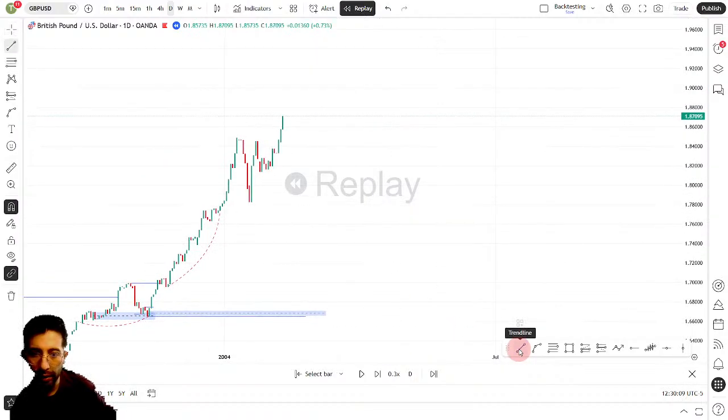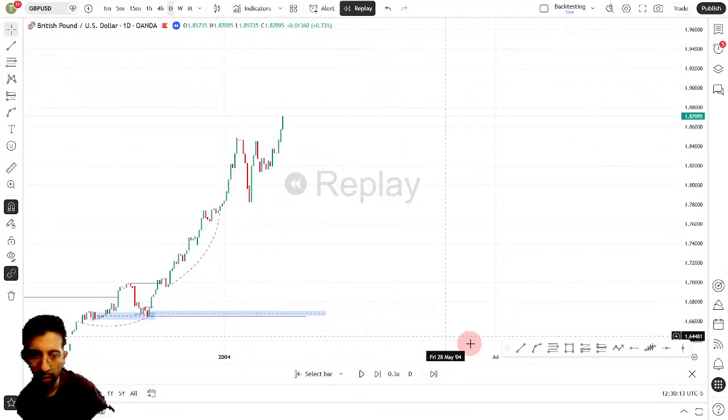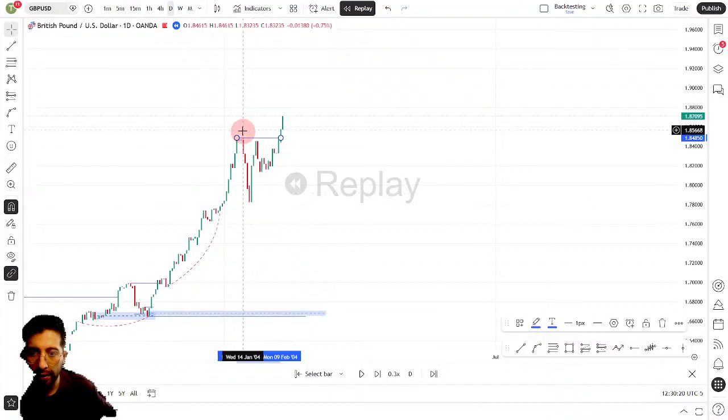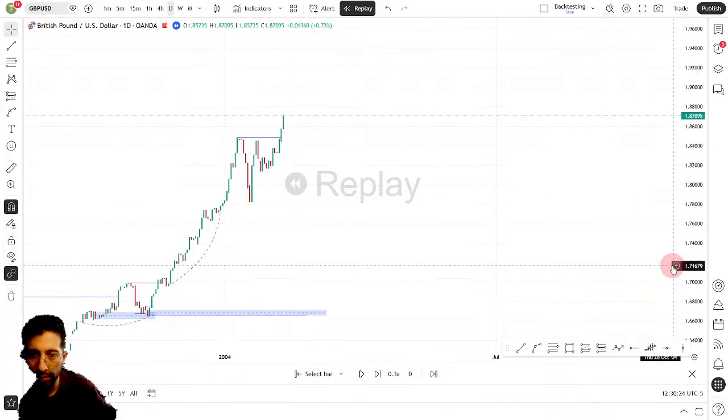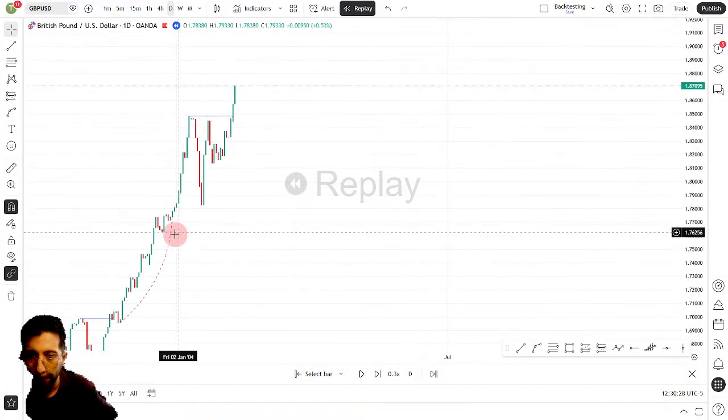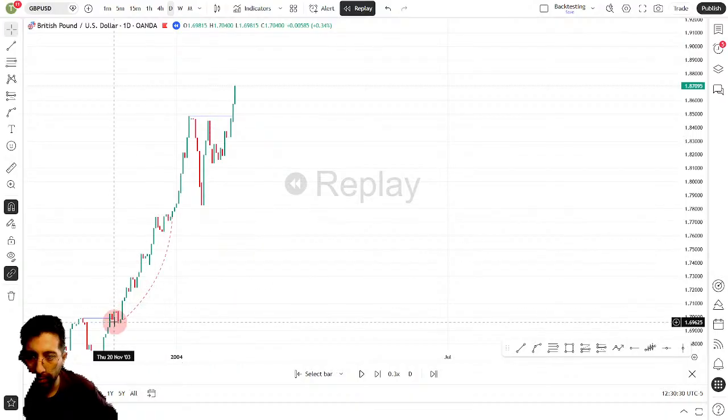All right, look at the next. So this was the high. This was the high right here. Perfect. And the price went down to an order block, but it wasn't properly an order block. So this is liquidity.